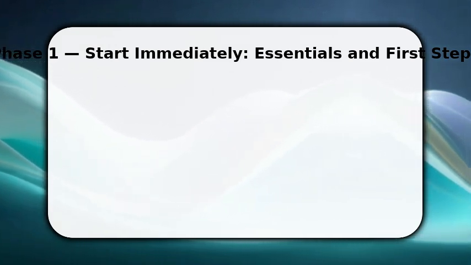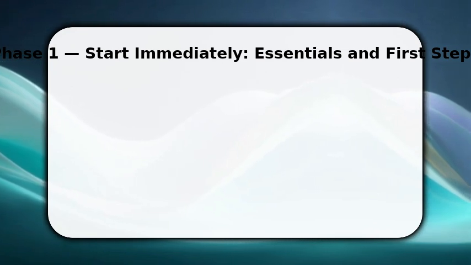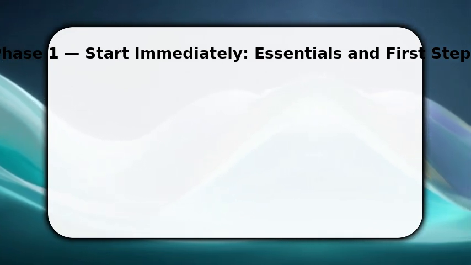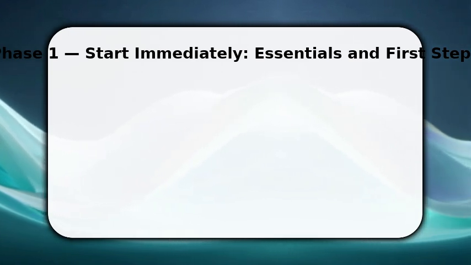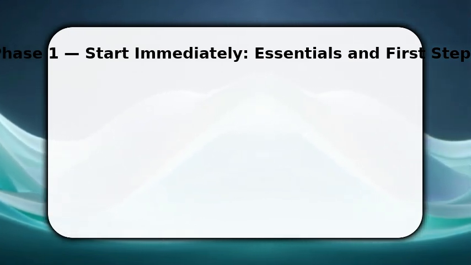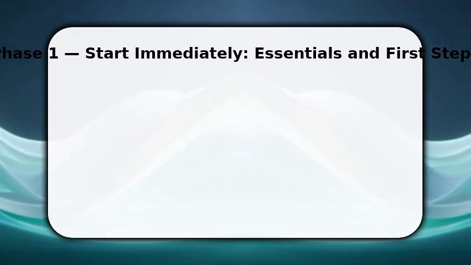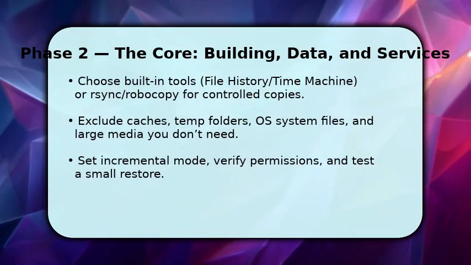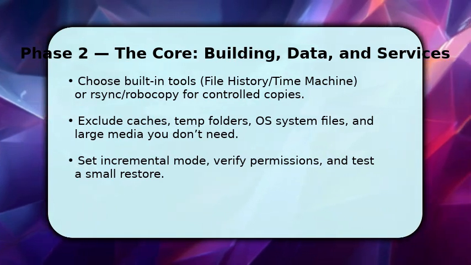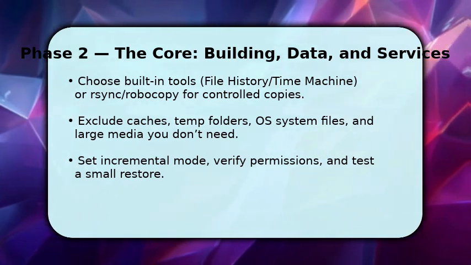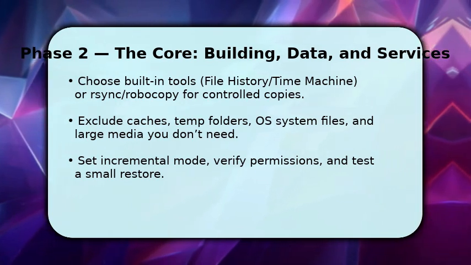can fail. Now open your file manager, select key folders like Documents, Desktop, Pictures, and begin an initial copy. This full transfer establishes a baseline for future incremental backups. Once the baseline exists, pick the tool you prefer. Built-in backup utilities offer scheduling and versioning, while rsync or robocopy give precise control and faster deltas.